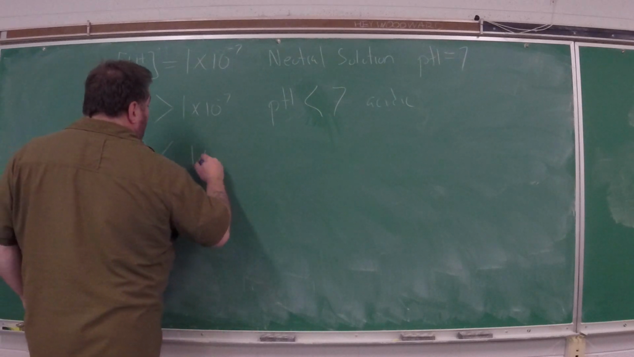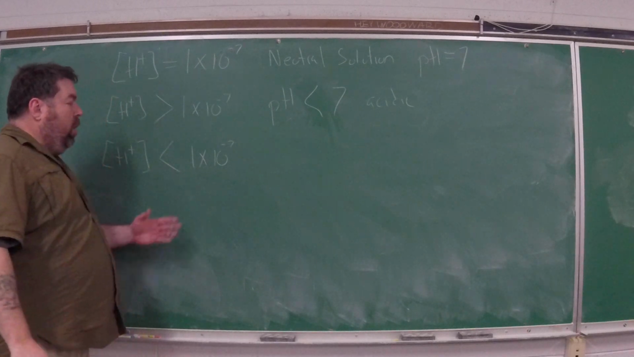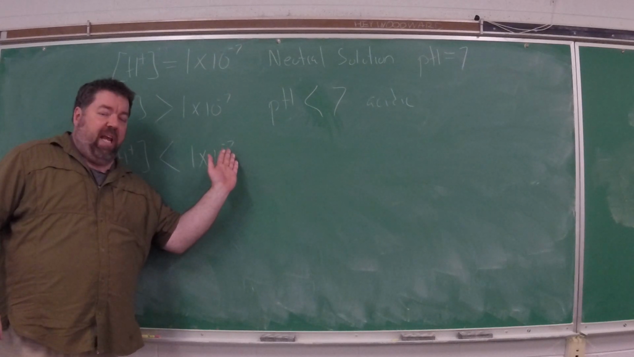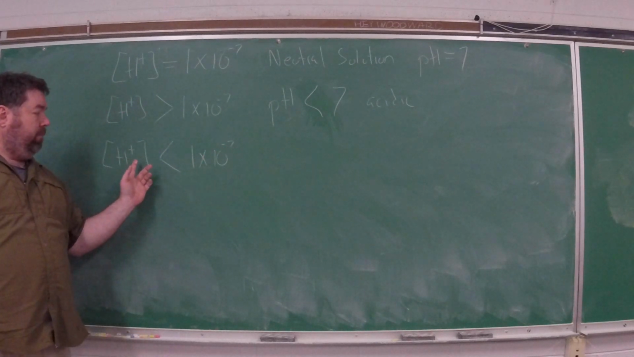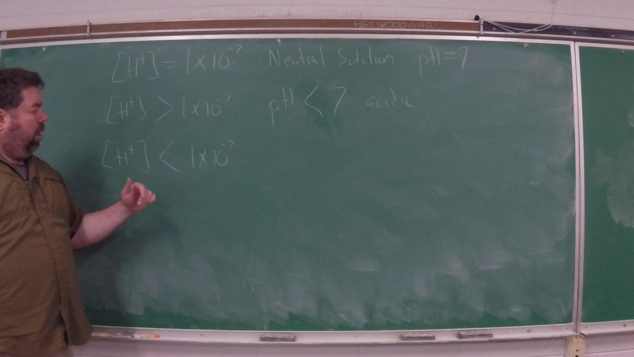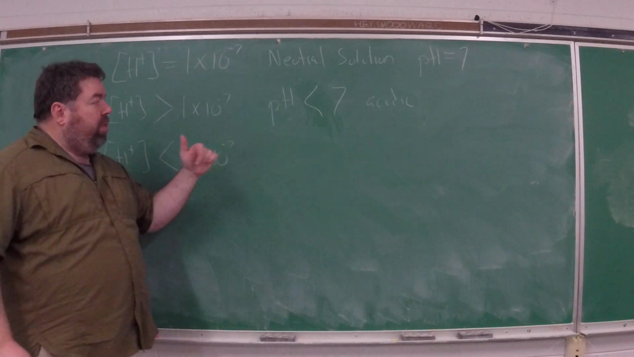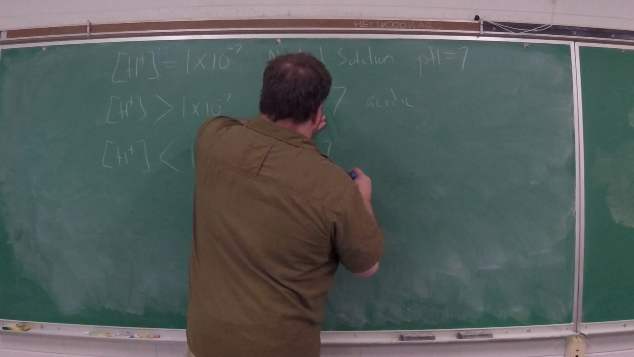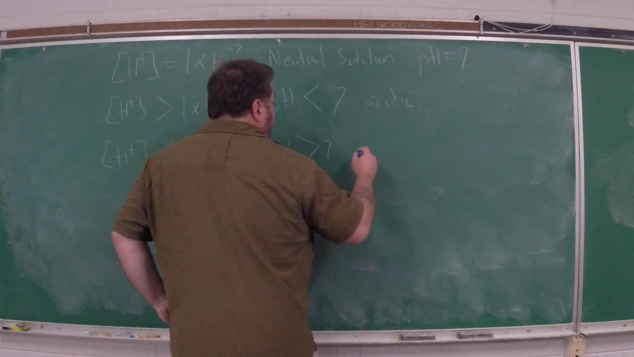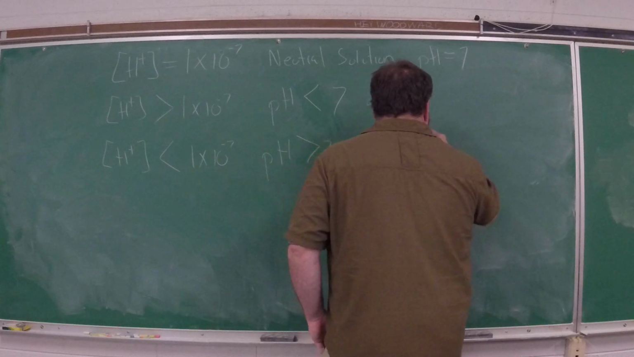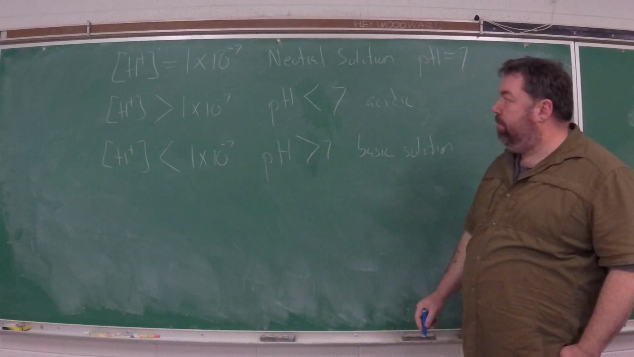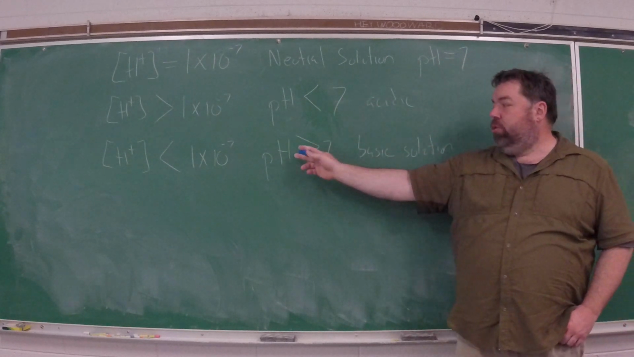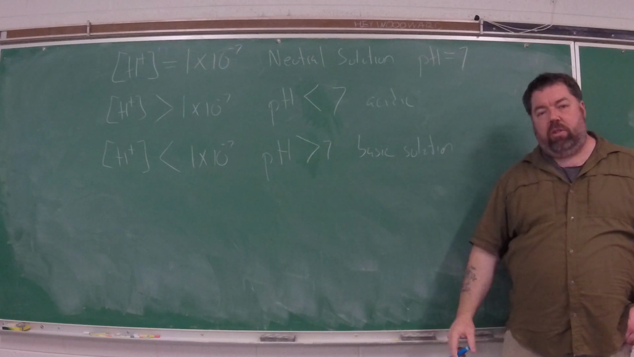For H plus less than 1 times 10 to the minus 7, so 1 times 10 to the minus 8, for example, would be smaller. We're going to end up with a pH greater than 7, and we're going to have a basic solution. So pH equal to 7, neutral solution. pH less than 7, acidic solution. pH greater than 7, basic solution.